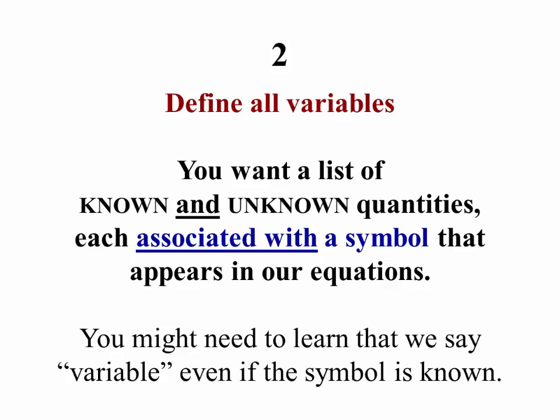And by the way, physicists use the term variable for any symbol, even if that symbol happens to be a constant, even if it's known in the problem. We prefer using symbols over numbers because it's always easier to use a single letter than it is to write down a 16-digit number.